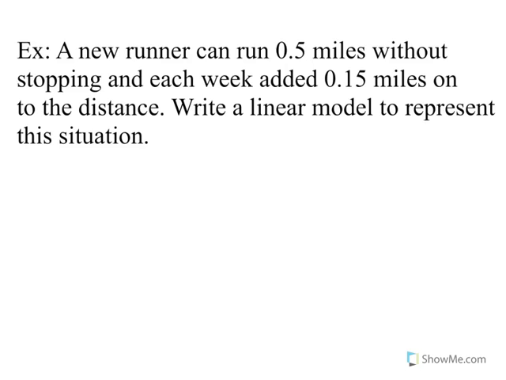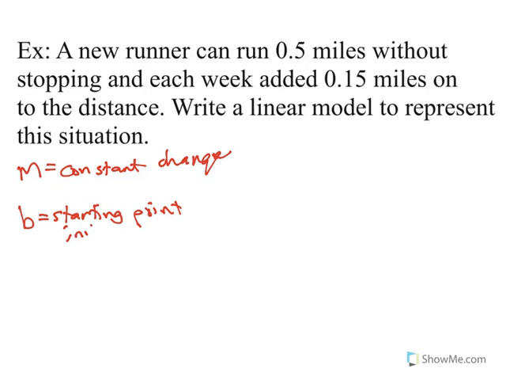So a new runner can run 0.5 miles without stopping, and each week added 0.15 miles to the distance. Write a linear model to represent the situation. So we need to identify the slope and the y-intercept. Now, if you forgot, which is possible, it's okay. Slope is the constant change. So the change that happens over and over, but it's always the same. That's the key. For the y-intercept, that's our starting point, or the initial value.